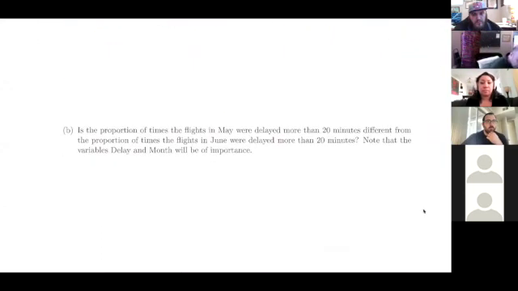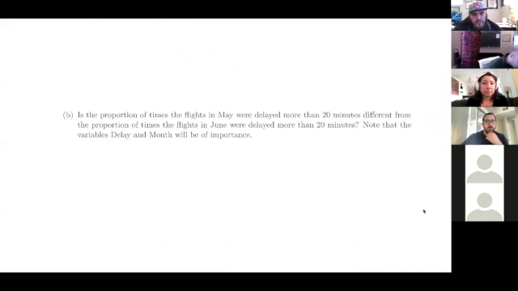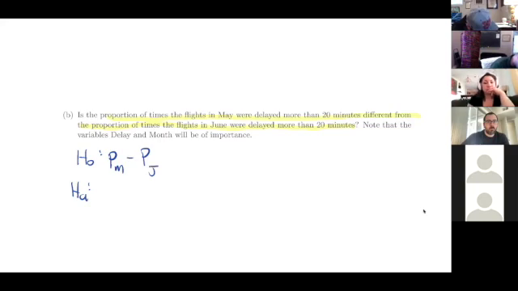Okay, and so a couple of other things. If we wanted to ask whether the proportion of times flights were delayed more than 20 minutes in May is different from the proportion of times flights were delayed more than 20 minutes in June. Right, so now we're comparing proportions. We'll let P denote the proportion of all flights delayed more than 20 minutes in May and June. We're going to assume there is no difference.